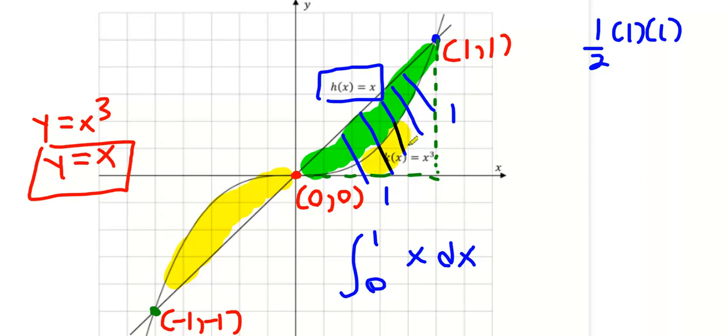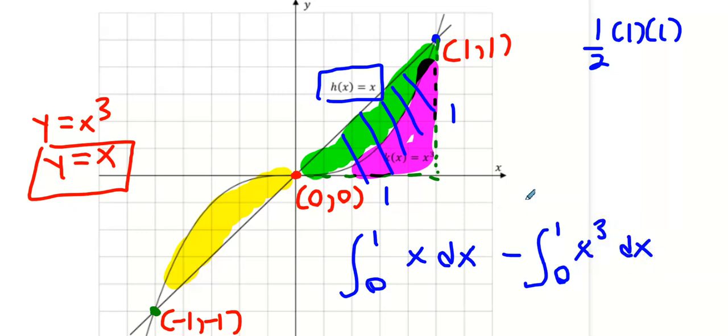This little yellow, oh sorry, I already used yellow. This little pink section here. Did everybody see that pink section? Now, what integral would that be? Minus 1, 0 and x cubed dx. Is that okay? You could take the shortcut.